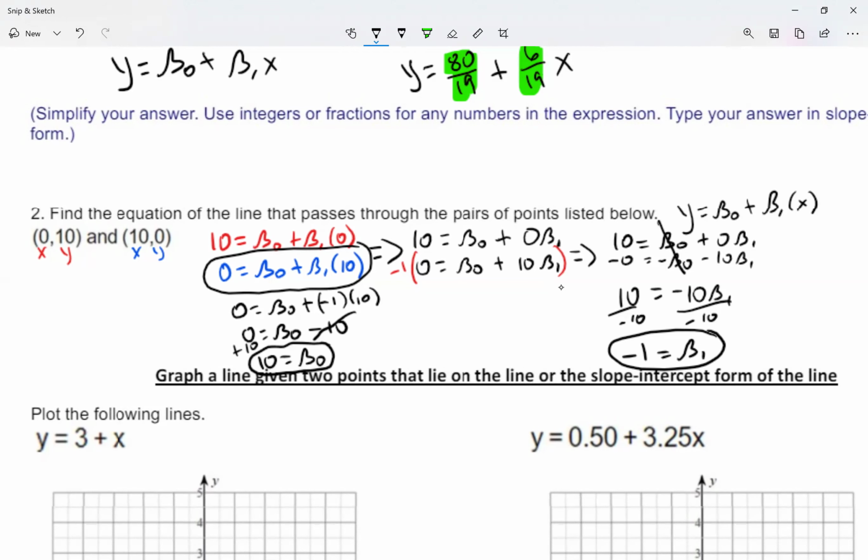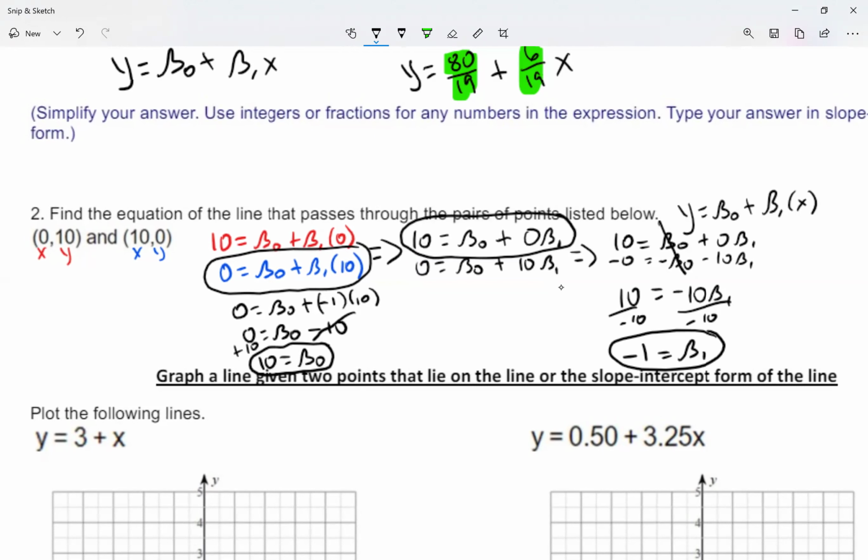Funny thing is, let me come back a few steps here. Couldn't you have seen that beta 0 was 10 sometime back? Okay, good. So I have my two values. It doesn't matter if you saw it at the beginning or at the end. I have my two values.